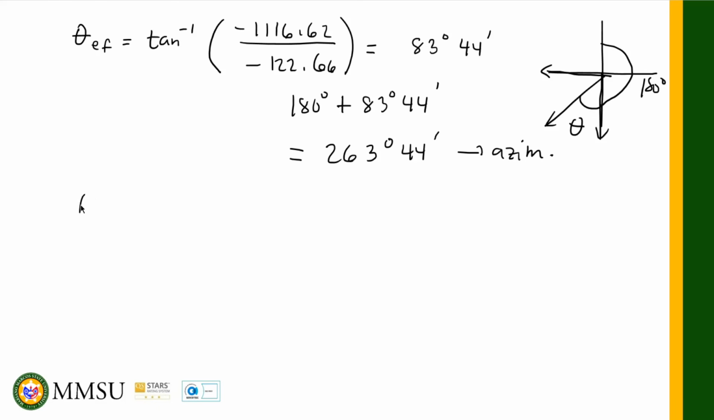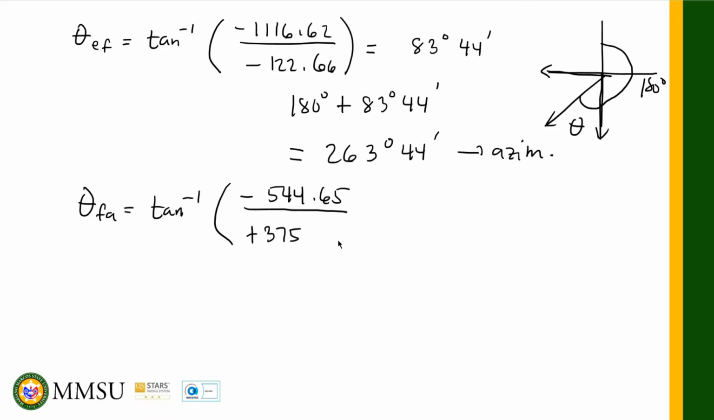Okay? And then finally, for theta FA. For theta FA, we have inverse tangent of negative 544.65. Okay, and then divided by positive 375.01. Okay, and we should come up with an angle of 55 degrees, 27 minutes. Okay? So again, negative, i-illustrate natin para makita nyo.